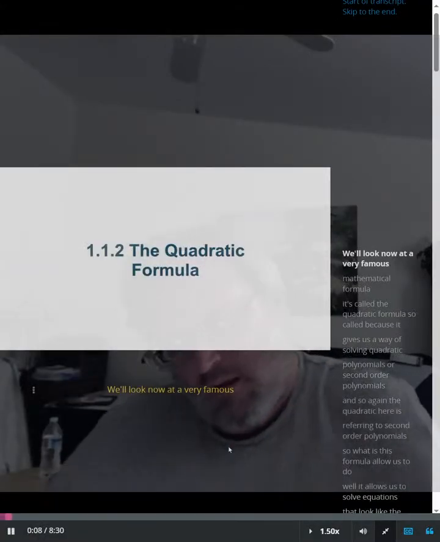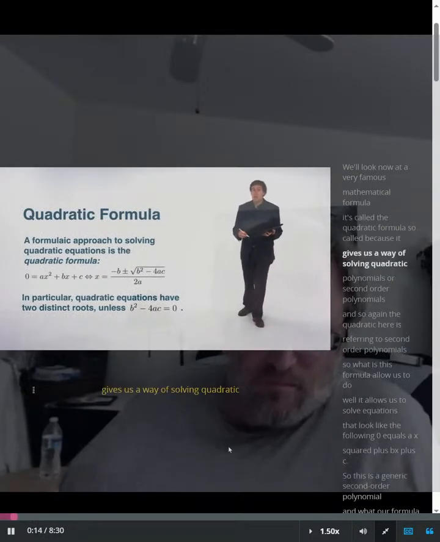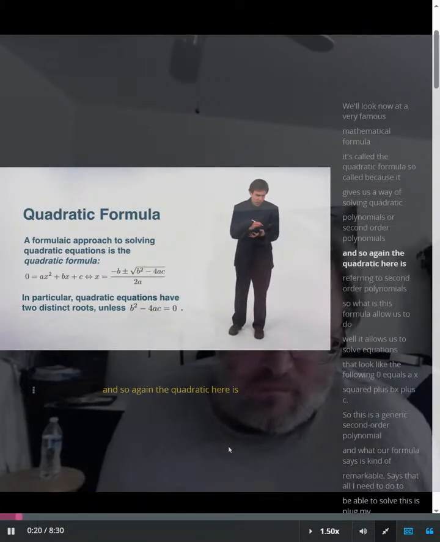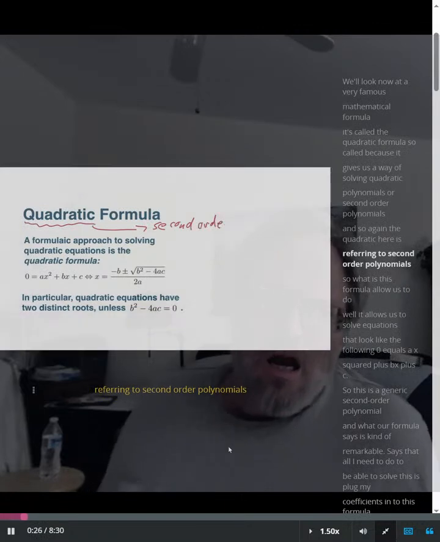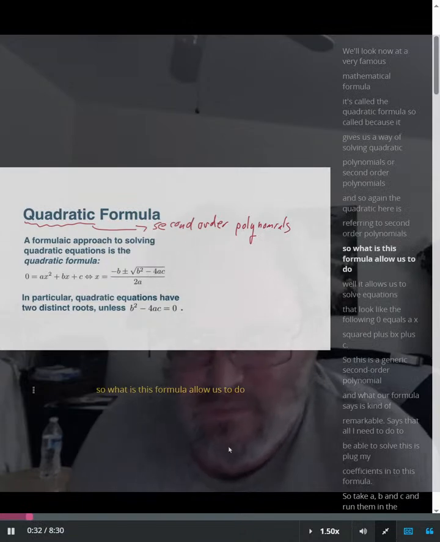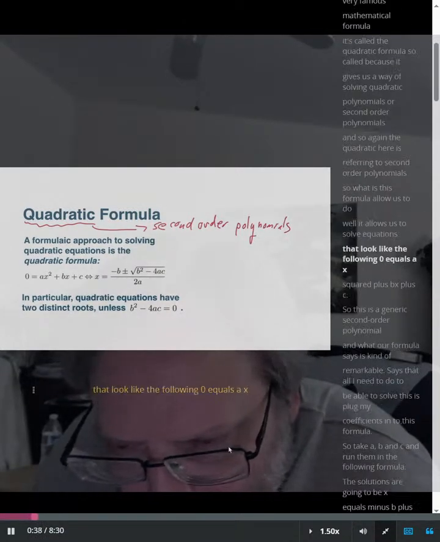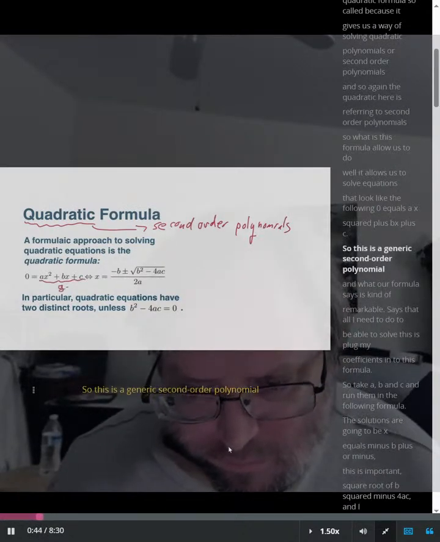We'll look now at a very famous mathematical formula. It's called the quadratic formula. So called because it gives us a way of solving quadratic polynomials, or second-order polynomials. Right, so again, the quadratic here is referring to second-order polynomials. So what does this formula allow us to do? Well, it allows us to solve equations that look like the following: 0 equals ax squared plus bx plus c. So this is a generic second-order polynomial.